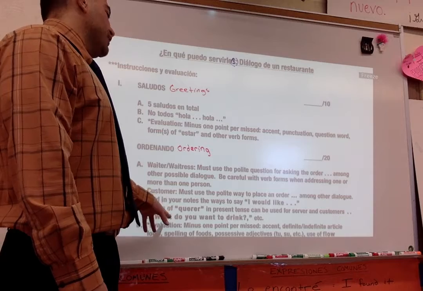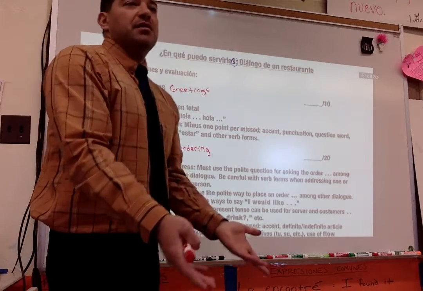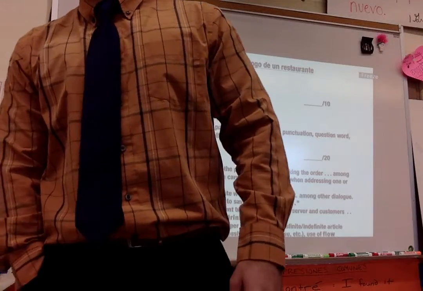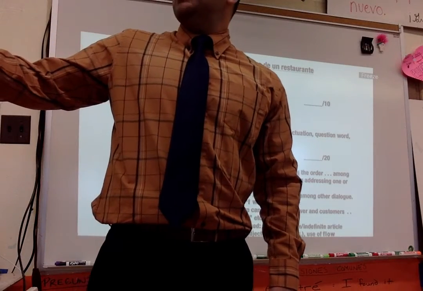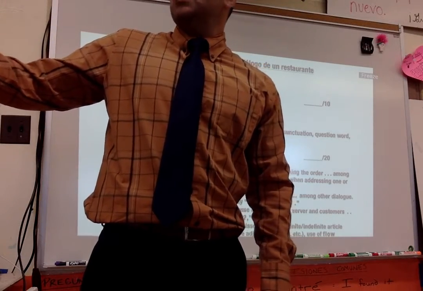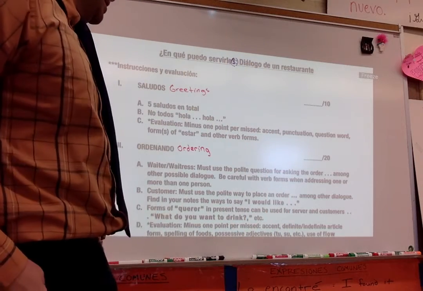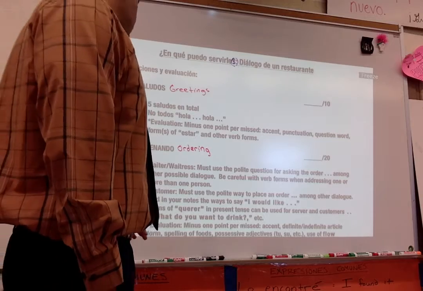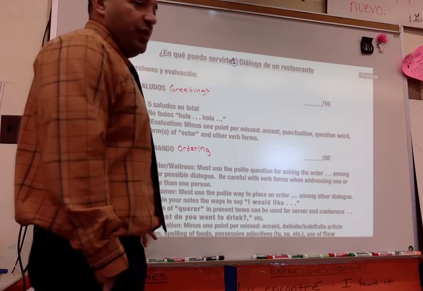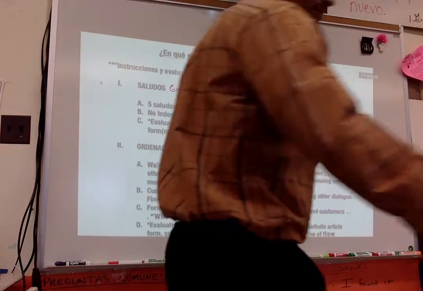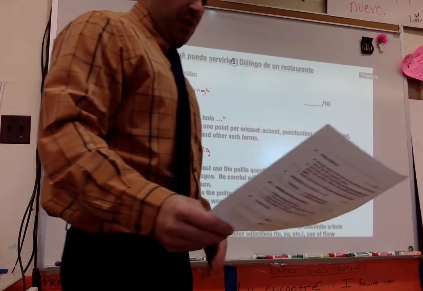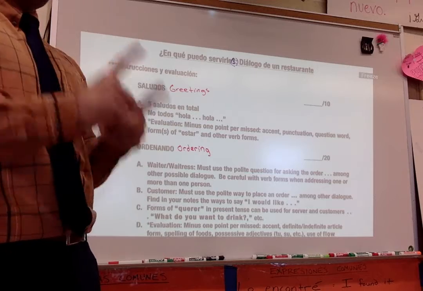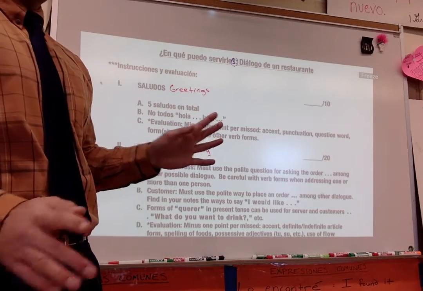For ordering, you can also use forms of querer in the present tense, to want. It can be used for servers and customers, like what do you want to drink? If you want to make a note, it's over here, the forms of want. But you're mainly using the present tense in this. Now, how will this be graded out of 20 points? Each person, minus one point per missed accent. One point, not a half point, a whole point.